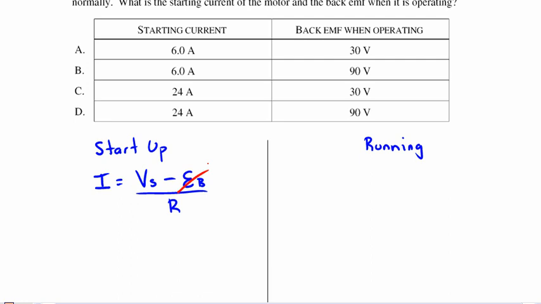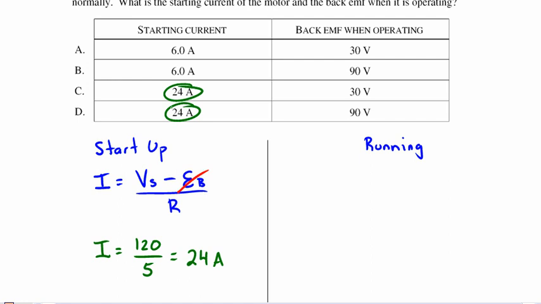So for startup, we're actually just trying to find how much current there is. This is just a pretty straightforward calculation. Looks like the current at startup will be your full 120 volts divided by the resistance that we've got, that 5 ohms of resistance. So that ends up being 24 amps. So it's a pretty serious amount of current there. You can already start to zero in on the answer.